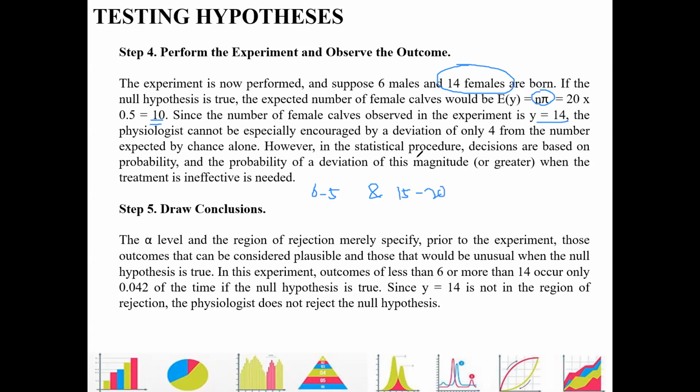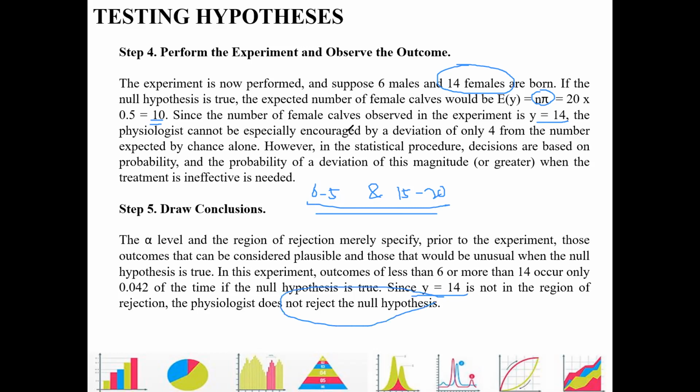so ano masasabi natin? The alpha level and the region of rejection merely specify, prior to the experiment, those outcomes that we consider plausible and those that would be unusual when the null hypothesis is true. In this experiment, outcomes of less than 6 or more than 14 occur only 0.042 of the time when the null hypothesis is true. So since our y is 14, wala siya dito sa region of rejection. So therefore, hindi natin pwede i-reject yung null hypothesis.